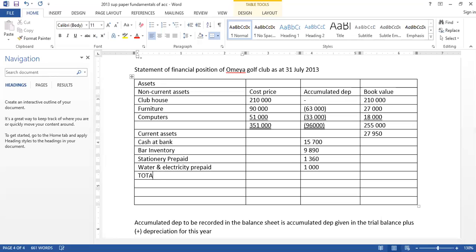Okay. So we get our total assets. Total assets are non-current assets plus current assets. So 255,000 plus 27,950 will give us our total assets of 282,950. And then we move on to the last part of our statement of financial position, which is equity plus liabilities.